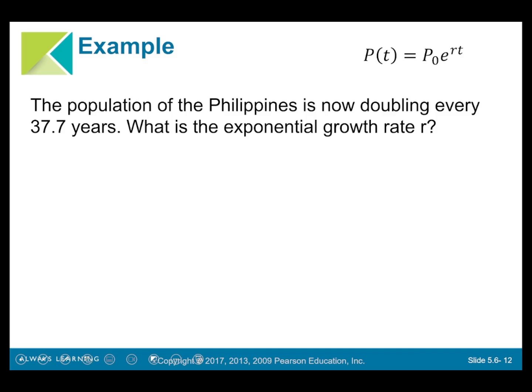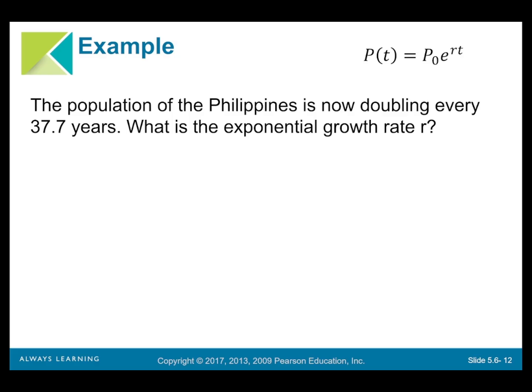All right, now we're going to see a different problem type. We're asked approximately the same thing, but we're actually not given an initial population. So here the question goes, the population of the Philippines is now doubling every 37.7 years. What is the exponential growth rate? So we're not told the P0 here, notice, but it's actually not going to matter too much.